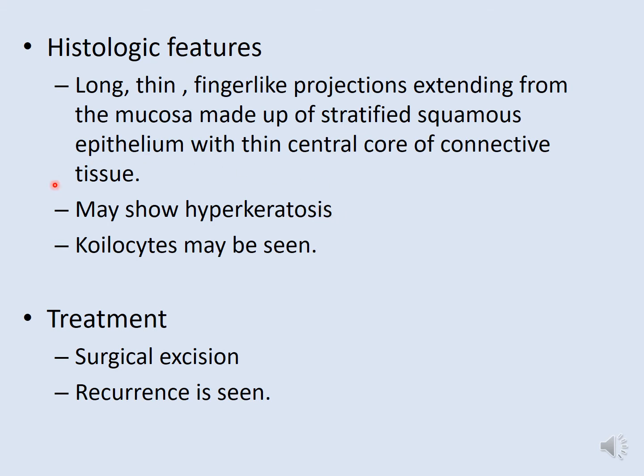Now, because these lesions are caused secondary to a viral infection that affects the epithelial cells, we specifically see special cells called koilocytes. Koilocytes are basically virus-infected cells, and they appear vesicular with pyknotic nuclei. I'm going to show you what they are in the coming slides. Treatment for these lesions is surgical excision, and recurrence is seen. The recurrence is seen because of the viral etiology of these lesions.